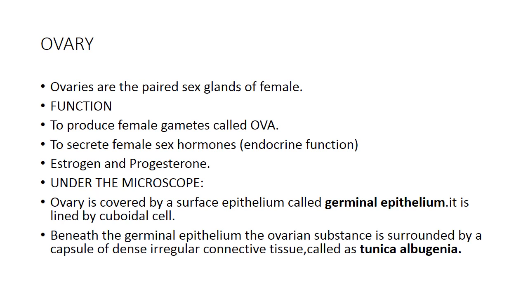You should have a clear concept that when we see the slide of the ovary under the microscope, we see that the ovary is covered by a surface epithelium, which is called the germinal epithelium, and it is lined by cuboidal cells. Just beneath the germinal epithelium, the ovarian substance is surrounded by a capsule of dense irregular connective tissue, and this is called the tunica albuginea.